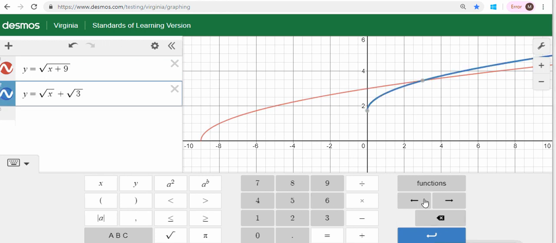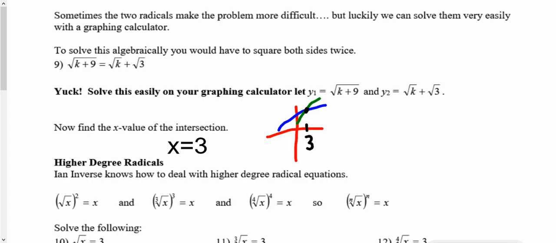And my second equation is the square root of x plus the square root of 3. You can see Desmos automatically puts a little point right here where they cross, and the x value of that point is equal to 3. Again, I don't care about the y value. The x value is equal to 3, so that's the solution. If you needed to show your work for a problem like this, you could make a simple sketch of what was on your calculator, and that would be fine.